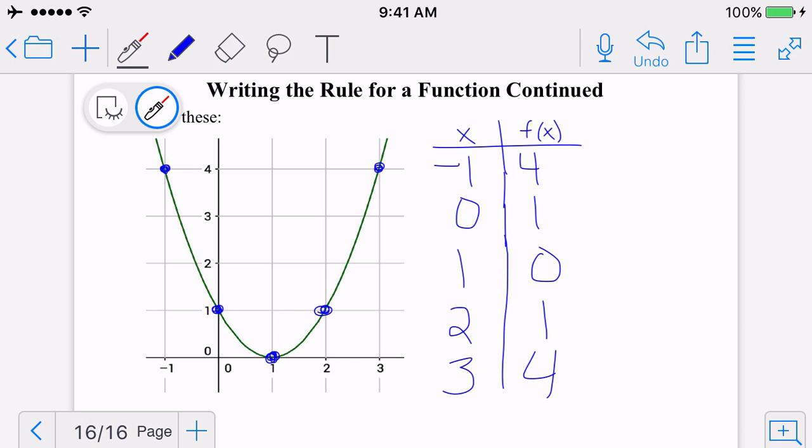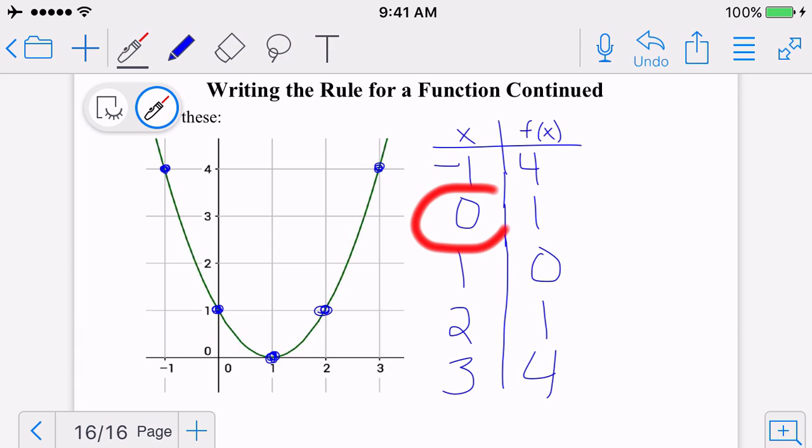So what could we do? What would we square in order to get a positive 4? Well, we could square negative 2, or we could square positive 2. So let's see. Negative 2 is closer to negative 1. So let's say if we had to do that. In order to get to a negative 2 from negative 1, we'd have to subtract 1 from it. Will that pattern work for the rest? If we subtract 1 from our x value and then we square it, is that going to work?